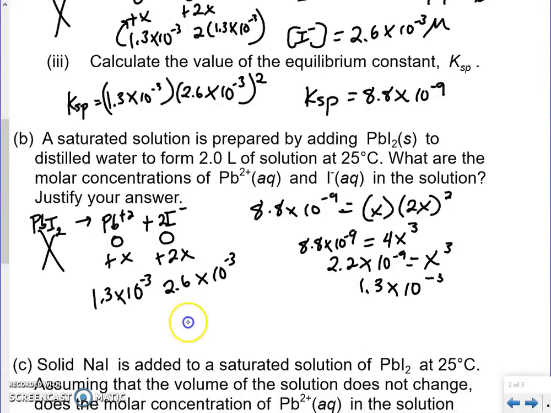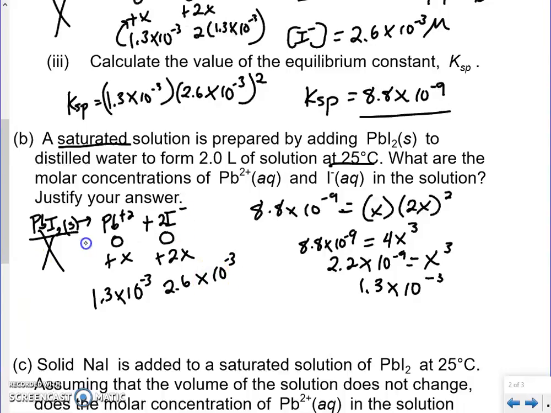Do you notice anything here? Our concentrations are the exact same thing they were. Why is that the case? Because we are creating a saturated solution, which means there's still solid left over. And remember, how much solid is in there doesn't matter as long as there is some solid in there. So what that comes down to is at 25 degrees Celsius, our equilibrium constant is 8.8 times 10 to the negative 9th, which means at 25 degrees Celsius, these two values are always going to be the same as long as the only thing in solution is our lead 2 iodide.